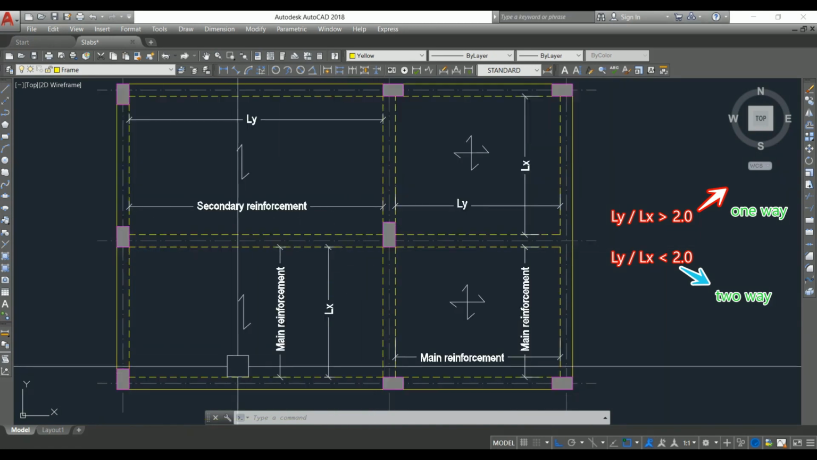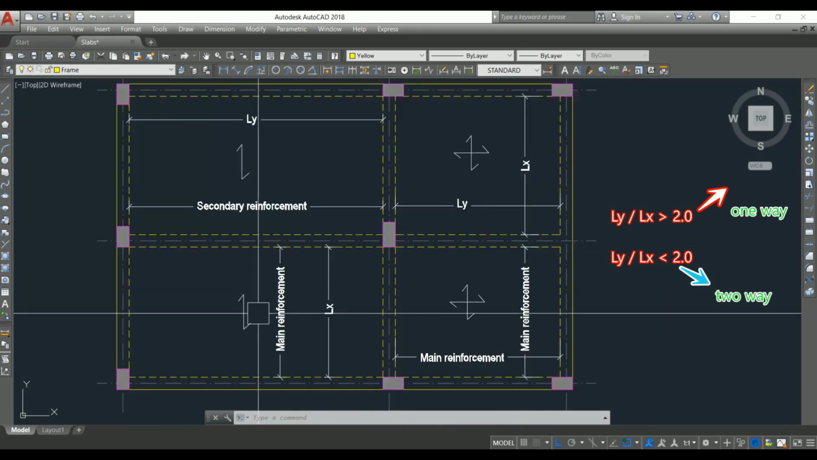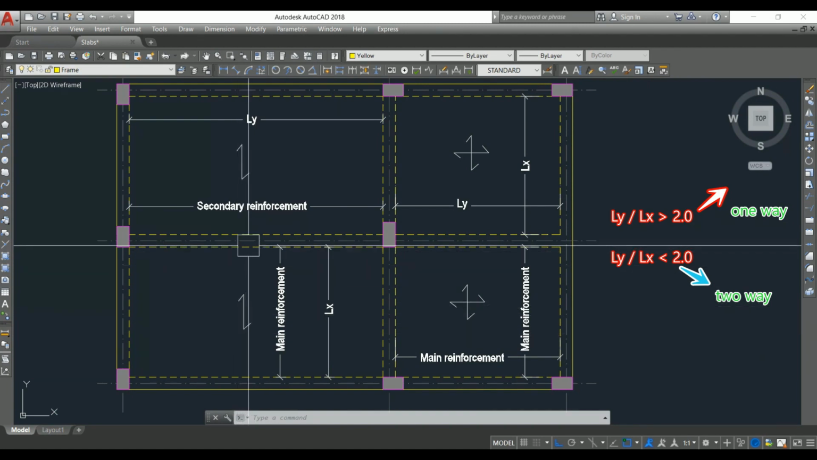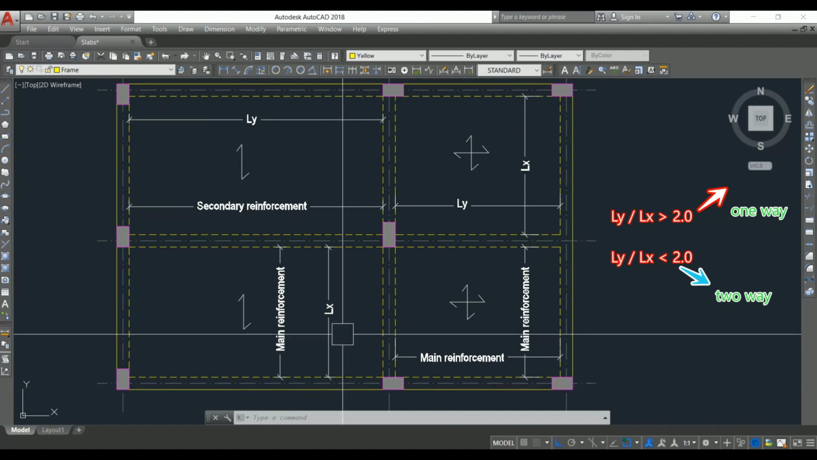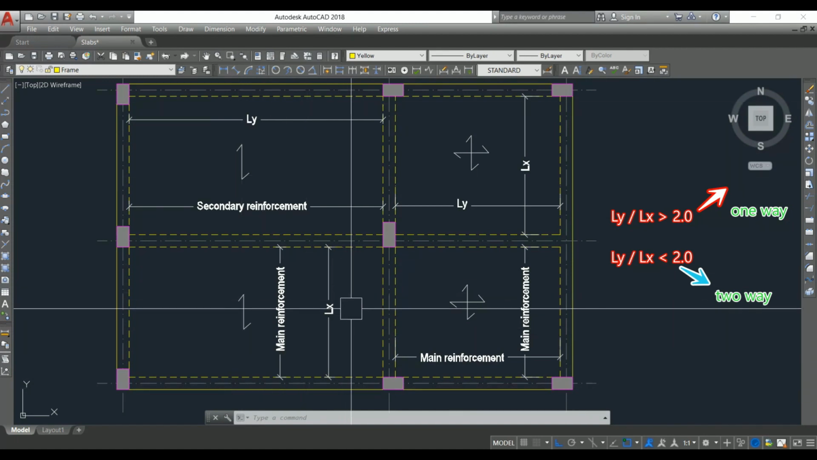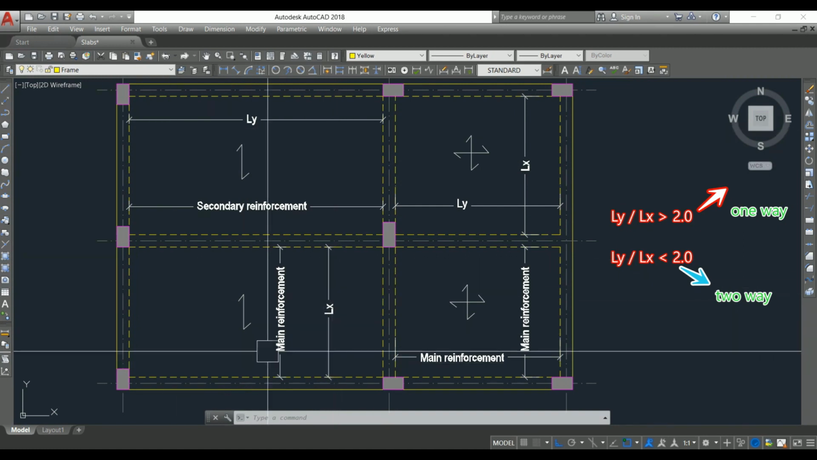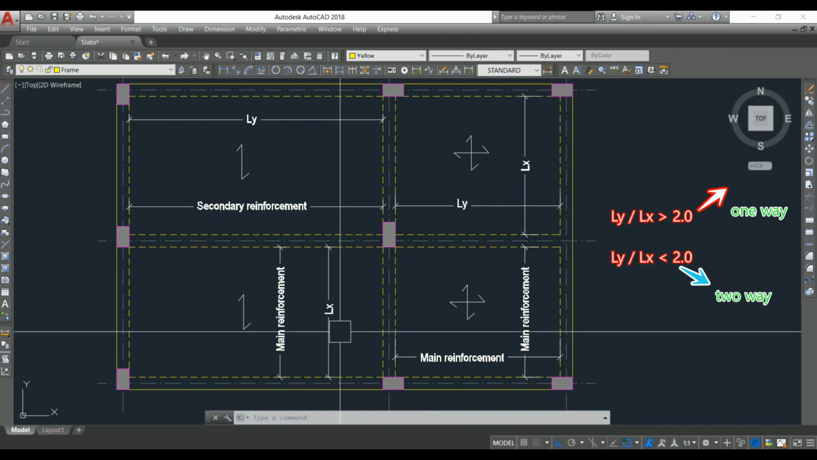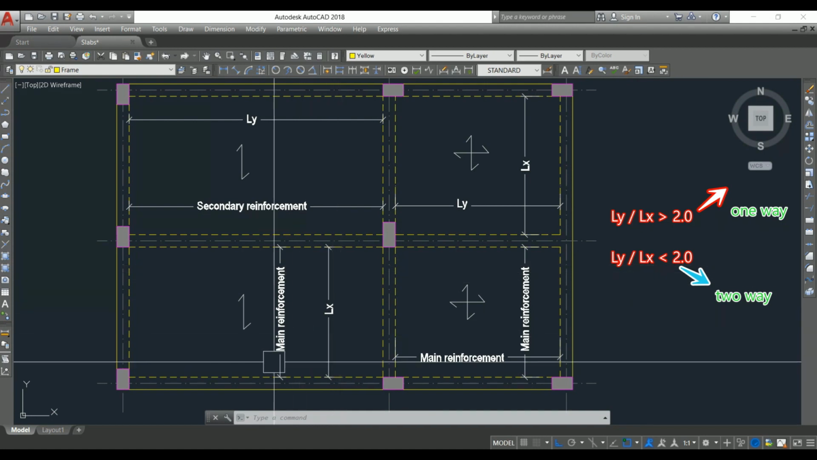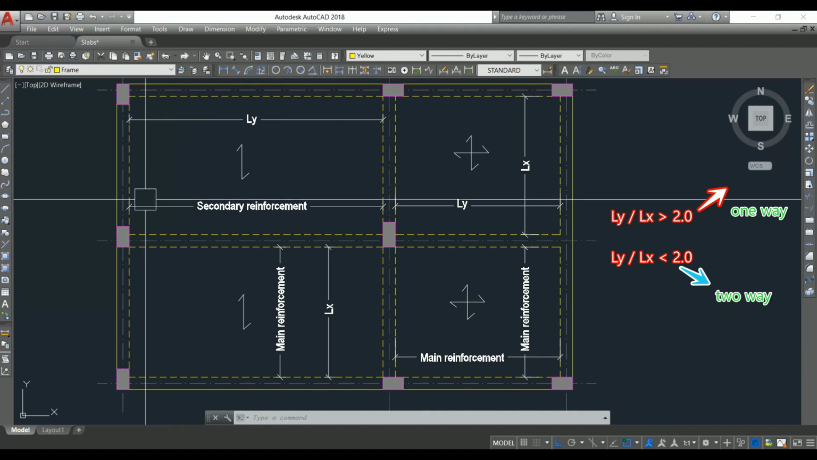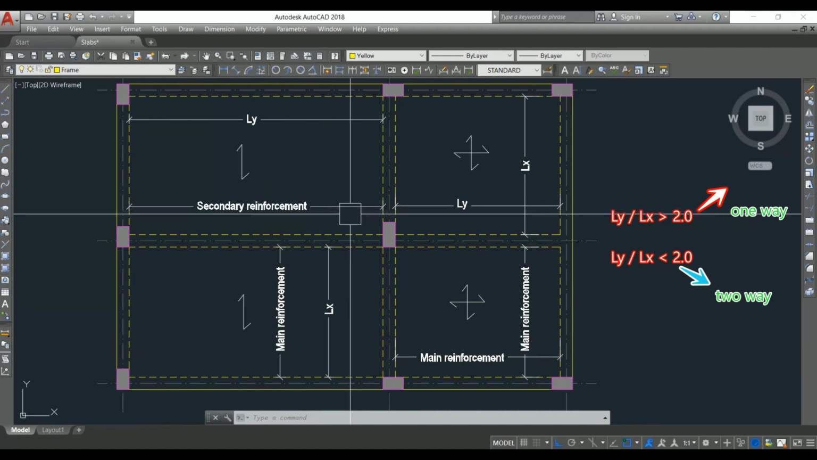Consider this slab. This is the one-way slab. The notation for one-way slab is like this. That means the load will transfer only to this side and this side. Here LY by LX is greater than 2, so that is why it is a one-way slab. LY is the longer direction, LX is the shorter direction. So the slab will bend in the shorter direction, shorter span. So that is why we provide main reinforcement in the shorter direction and secondary reinforcement in the longer direction.